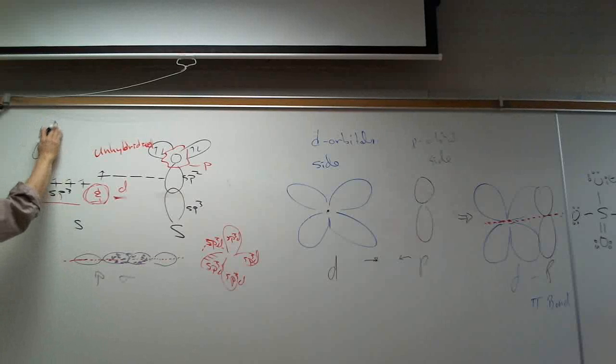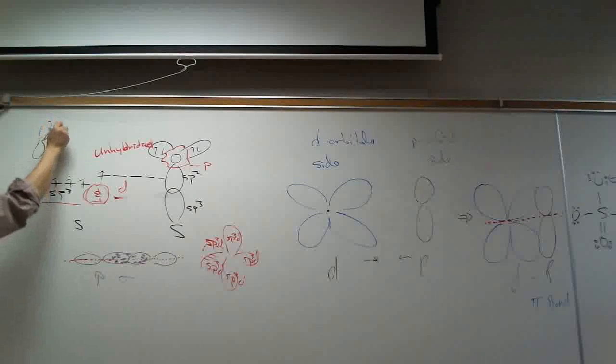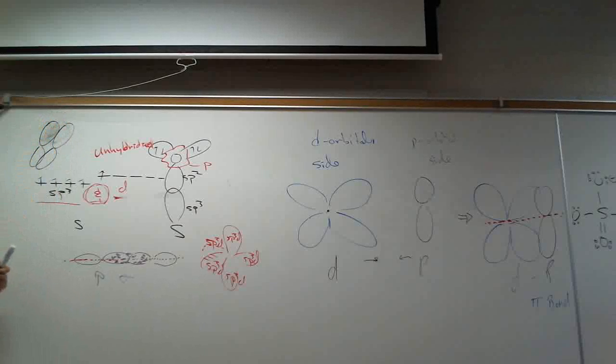Versus a pi bond. You can visualize a pi bond and do the same thing. Here's a p orbital. Let's try to draw this: sigma or pi? Draw the internuclear axis. Do we have overlap within the internuclear axis? No, we have overlap outside the internuclear axis. Therefore, it's a pi bond.